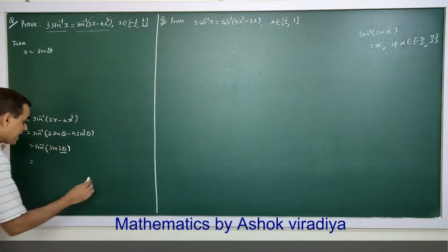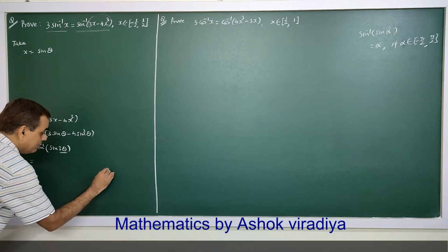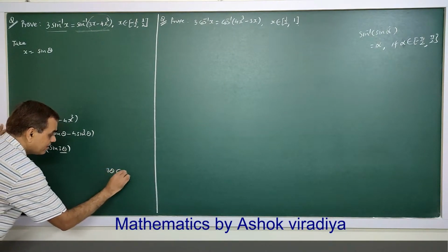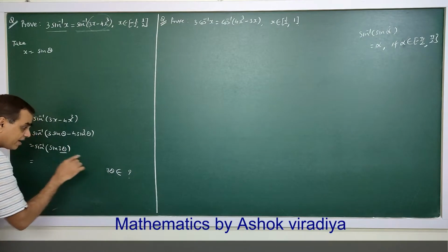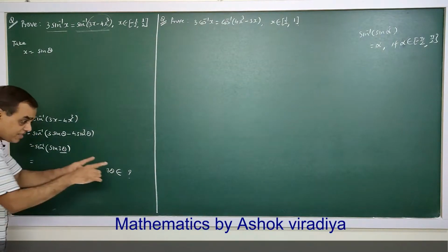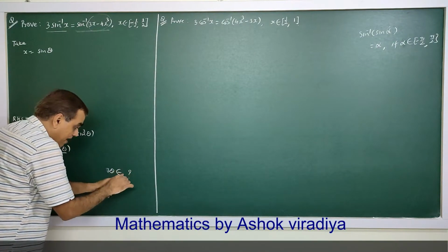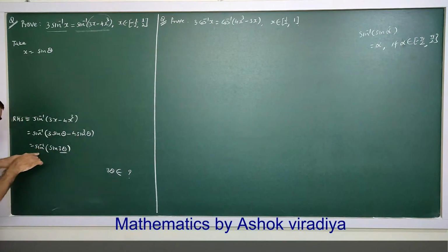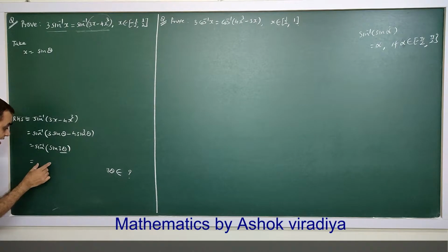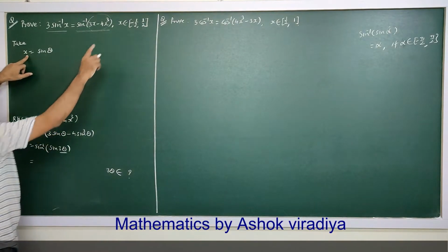So we have to check the existence of 3 theta, that is, where it lies. If it lies in the closed interval minus pi by 2 to pi by 2, then and only then we can remove the sine inverse sine and the value will be 3 theta. So how to check it? For that, we use this condition.